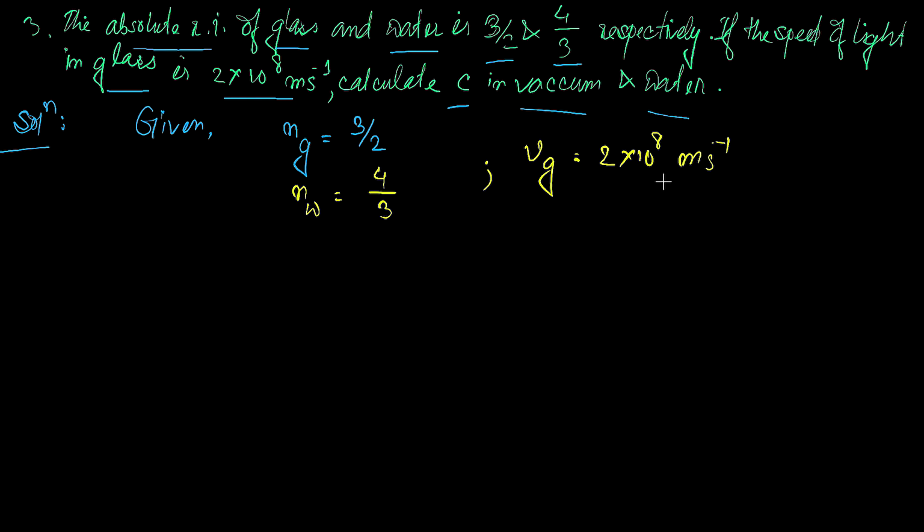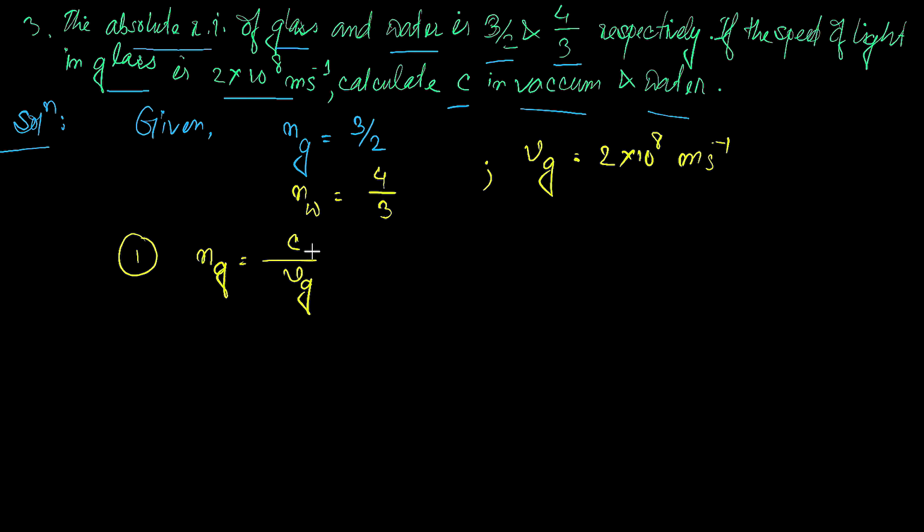So now we will use the relations, first in the case of glass. N_G will be C by V_G, right or wrong? C by V_G.